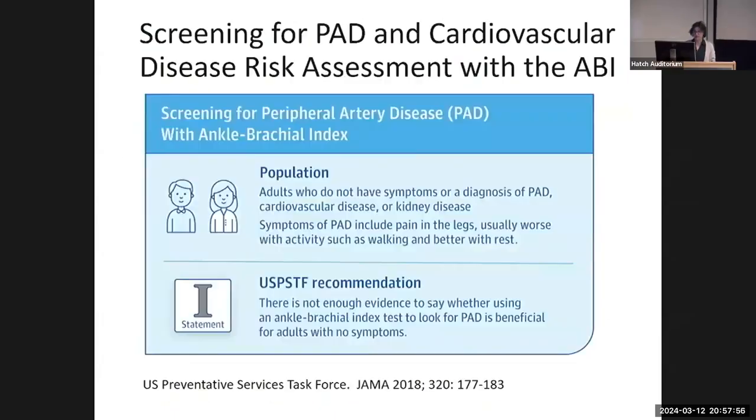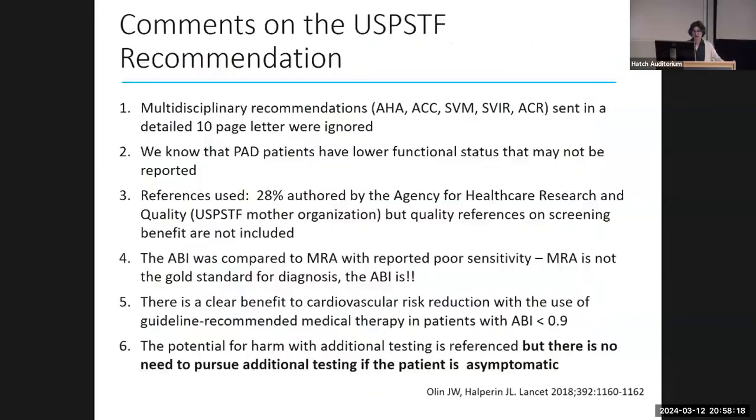This is in direct contradiction to what was recently published by the US Preventive Services Task Force in 2018, who said that basically there's not enough evidence to say whether using the ABI to look for PAD is beneficial for adults with no symptoms. And I have a few comments on this because I know how important these publications are in terms of informing our practice. So first is that during the open commentary period, there were many recommendations from multiple societies that came together in a detailed 10-page letter that was really ignored.